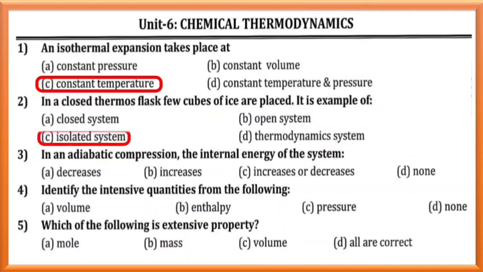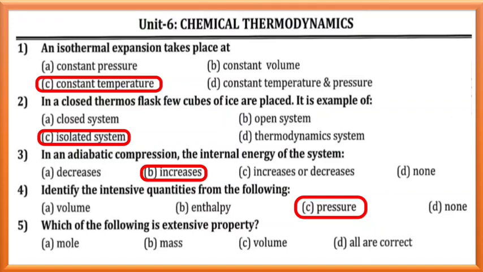It is an example of an isolated system. In an adiabatic compression, the internal energy of the system increases. Identify the intensive quantity from the following. Intensive means independent of the mass, they are asking. So volume, enthalpy and pressure. Here pressure is independent of the mass.